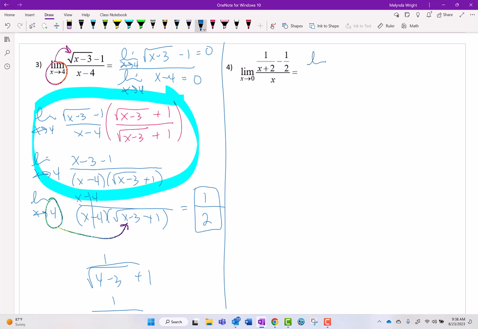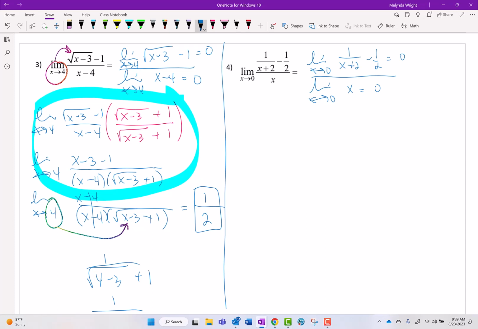So I've got the limit as x goes to 0 of 1 over x plus 2 minus 1/2, over x. Okay, so I plug in a 0 here. 1/2 minus 1/2 is 0, and 0. So I have type 2 again, x equals 0, the limit is 0 over 0, which is an indeterminate form. So let's think about the 4 things we can try again.